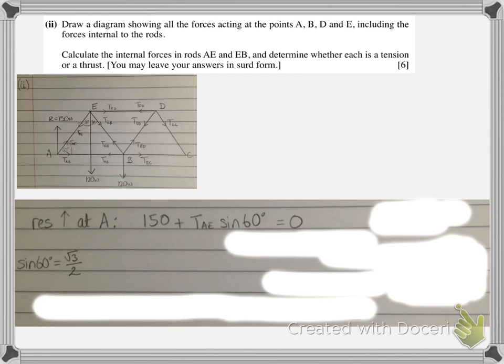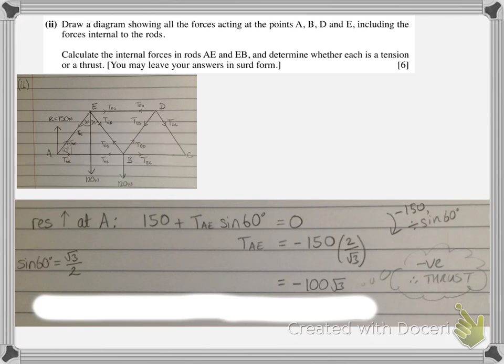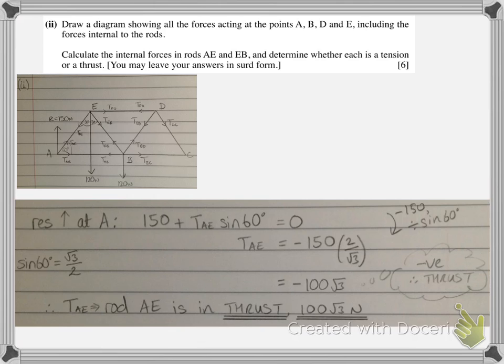Now sine of 60 is root 3 over 2, I'll use that exact value, and so I'm just going to rearrange this. I'll subtract the 150 from both sides and then divide by sine 60. Dividing by root 3 over 2 is like multiplying by 2 over root 3. So my tension in AE is minus 150 multiplied by 2 over root 3. So that's minus 300 over root 3, so that's minus 100 root 3. Now that negative sign tells me that this rod is actually in thrust. So I'll give my final answer that the rod AE is in a thrust of 100 root 3 newtons.